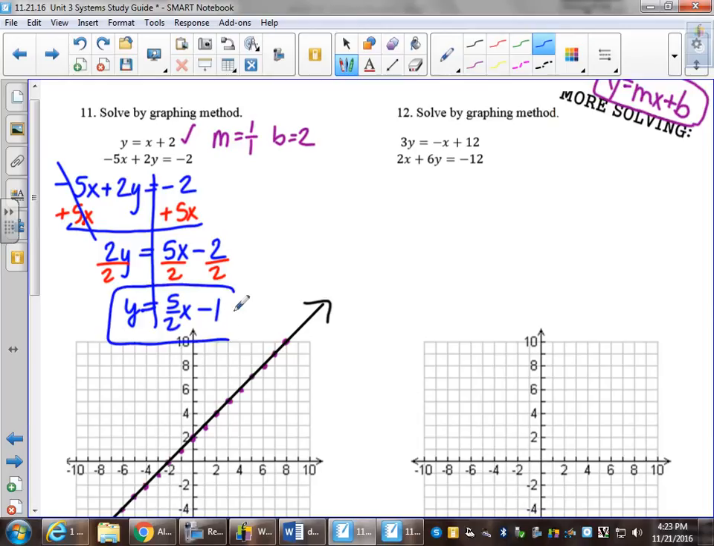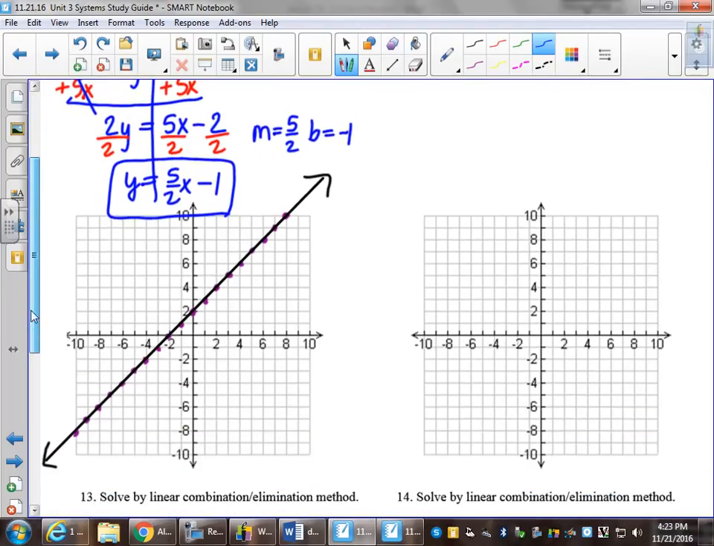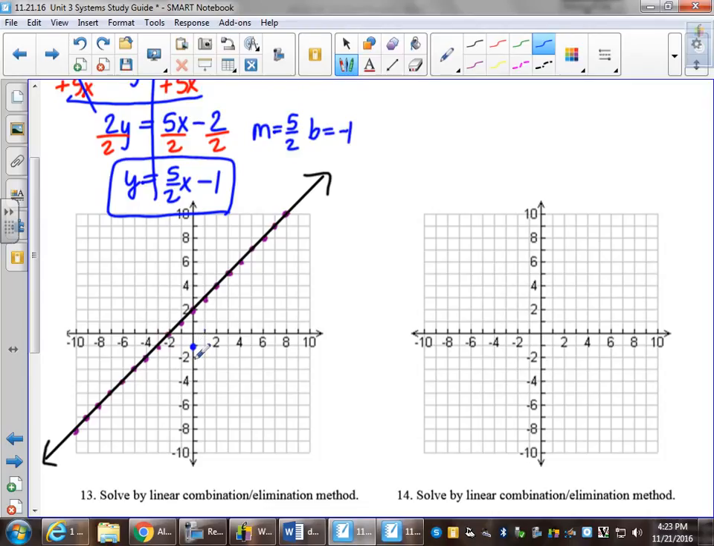Now we are ready to graph. m is 5 divided by 2, and b is -1. So we'll go to -1 and plot our y-intercept. Rise over run, we're going to count rise 5, run 2, up 5, right 2, up 1.